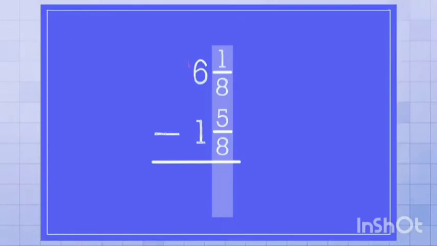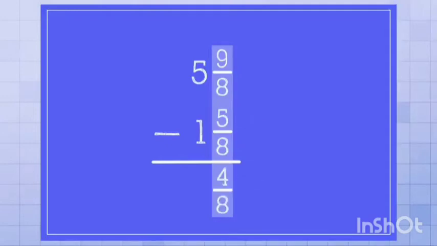I can replace the 6 with 5 plus 1, and I can replace 5 plus 1 with 5 plus 8 over 8 to get the whole fraction I need to add to the top fraction. 8 over 8 plus 1 over 8 is 9 over 8. So now I can subtract the fraction column because the fraction on top is bigger. 9 over 8 minus 5 over 8 is 4 over 8.